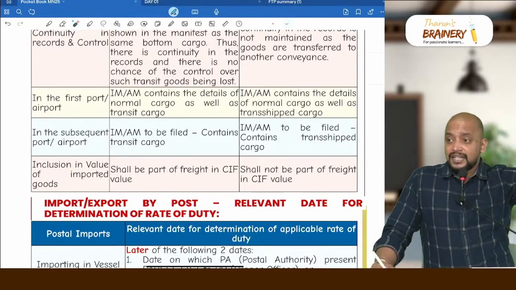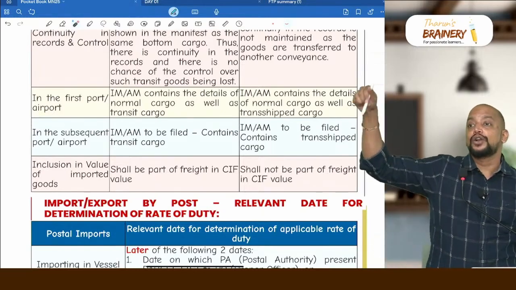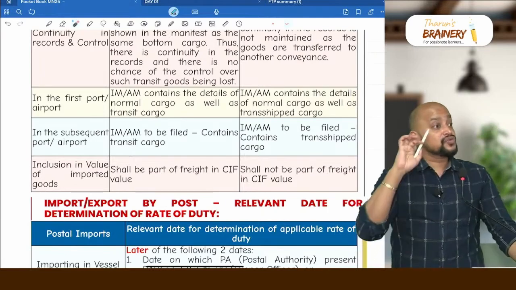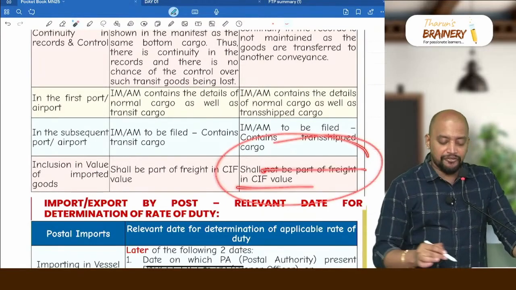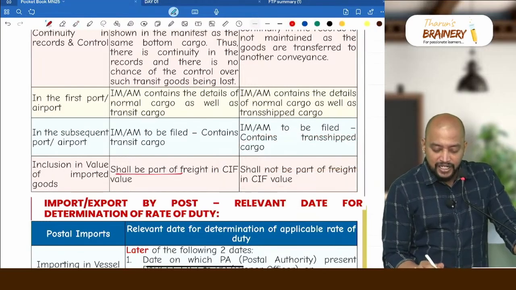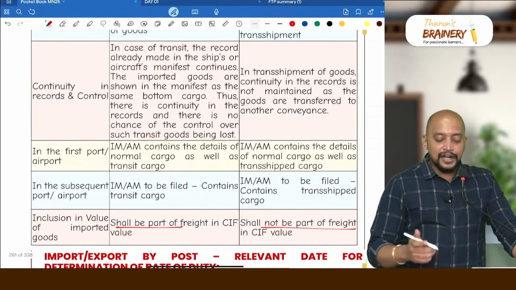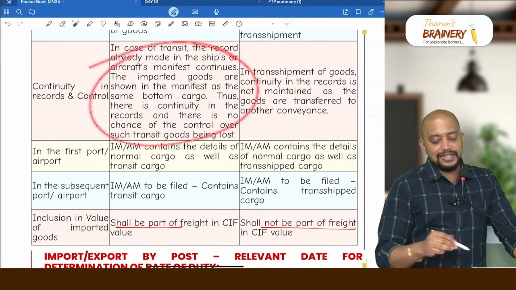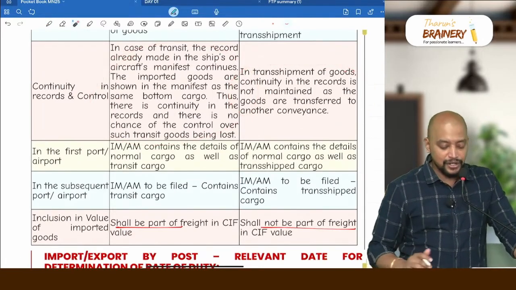Now, whether that freight we will include it for computation of assessable value of goods which are unloaded in Chennai, yes, whereas transshipment freight will not be included, so shall not be part of freight. So this shall be part of freight, this shall not be part of freight. Okay, then continuity and records, yes, in case of transit continuity of records is there, whereas in case of transshipment continuity of records is not there.